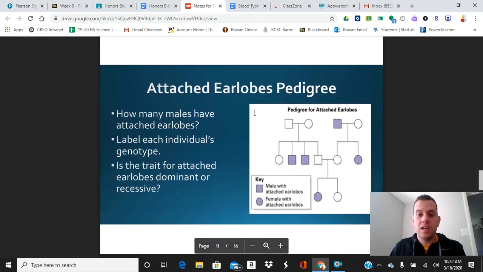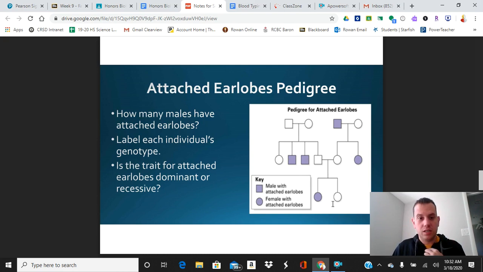Okay, so if we look at this example, attached earlobes, how many males have attached earlobes? If you look at this, the affected males, 1, 2, 3 males have attached earlobes. Females with attached earlobes, 1, 2 of them. So if you look at this, it says you label each individual's genotype. Is the trait dominant or recessive for attached earlobes, right?